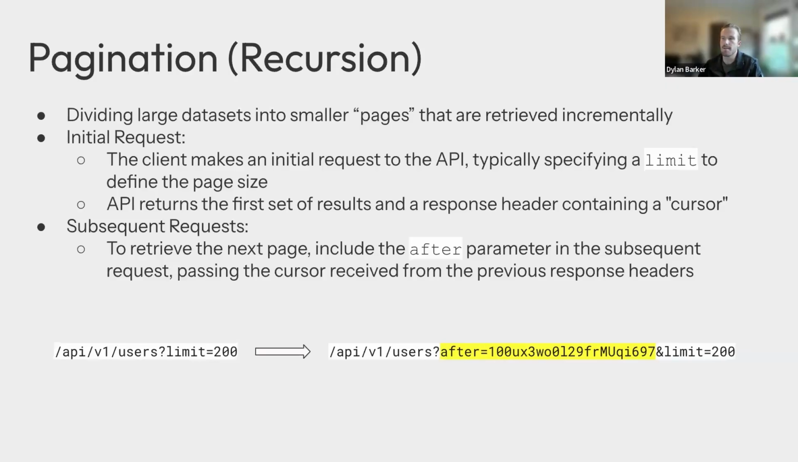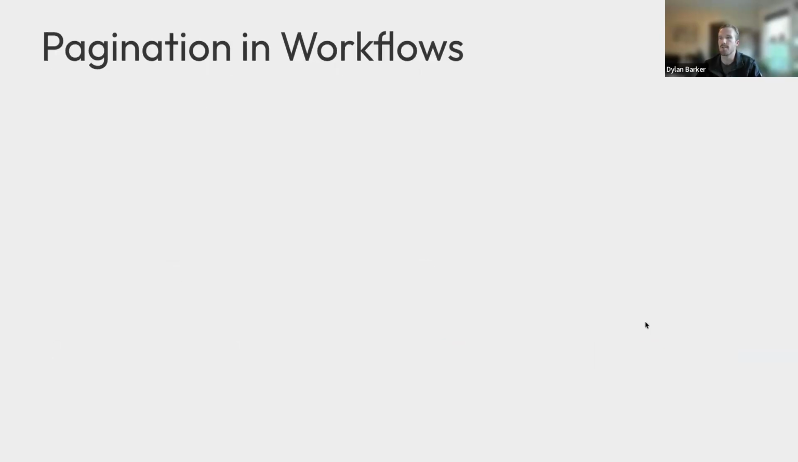And the API will then return your users, obviously, and then a response header that contains a cursor. So then in a subsequent request, you can use that as an after parameter. You see that highlighted here, as well as any other query parameters that you included in the initial request, and then do that until you've returned all of your users. So if you already knew what pagination is, thanks for bearing with me. I'll jump into how this is used in workflows.